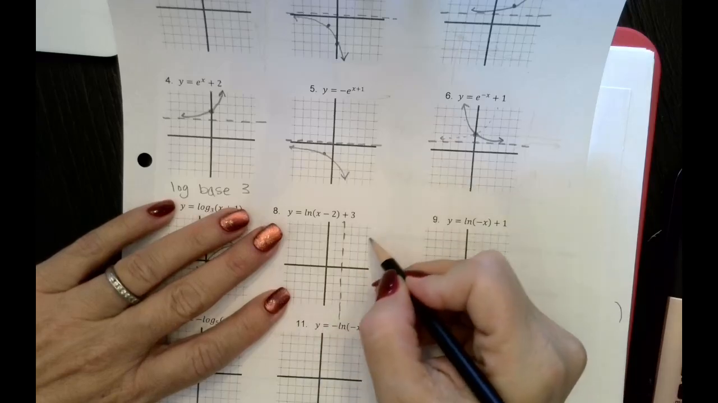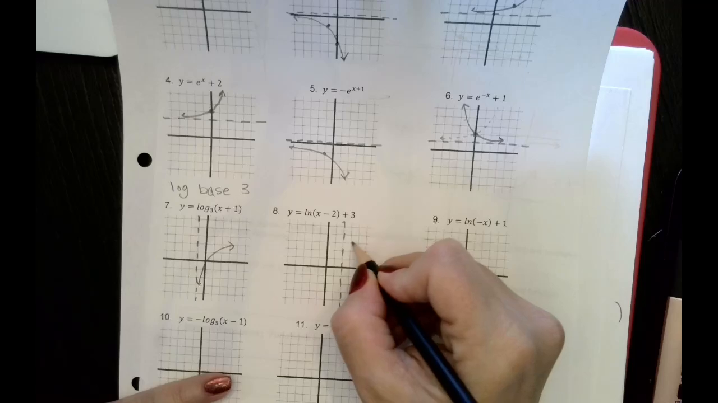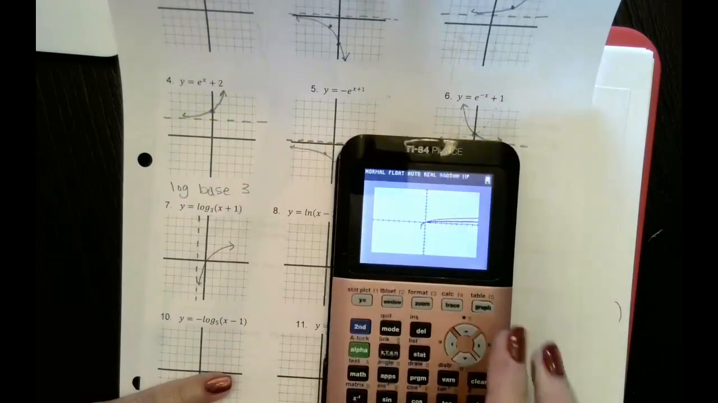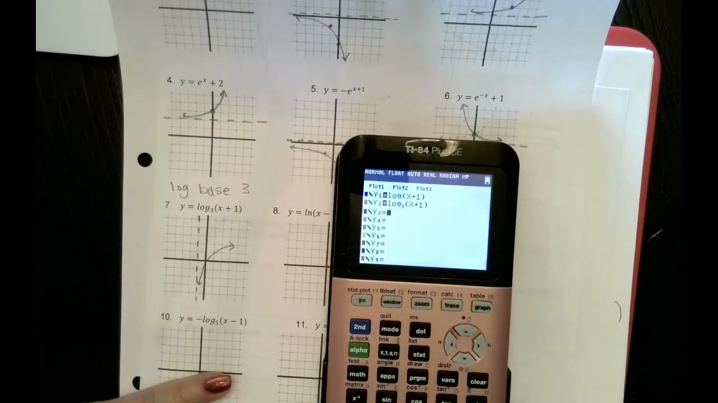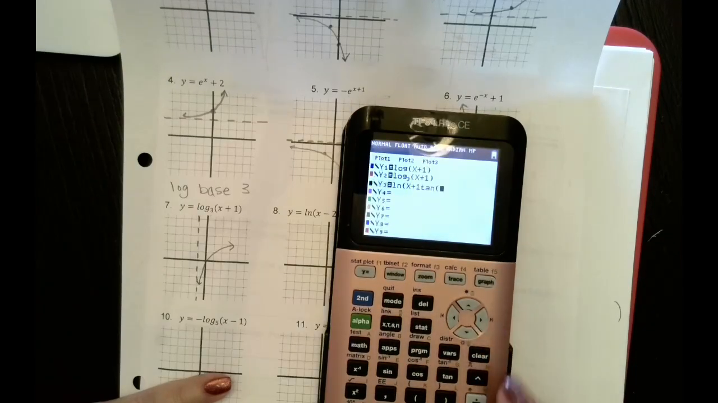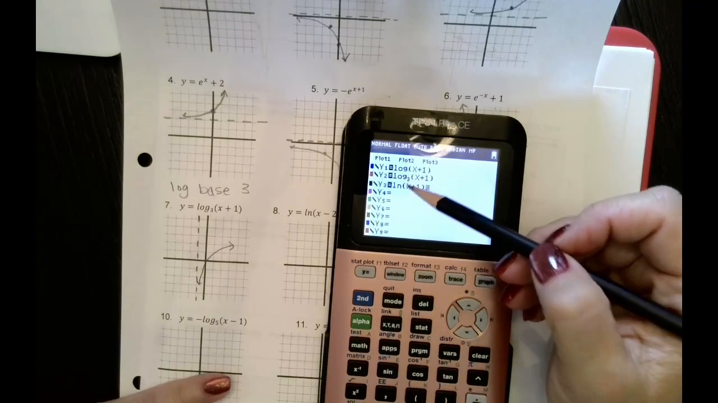It's all going to be on this side of the graph, but now I'm going to go up 3. So 1, 2, 3, and this is going to be the point that I'm going to go through. And I didn't show this, but let me just do this real quick. If I go in here and do ln of x plus 1, now I've got my log, my log base 3, and my ln.